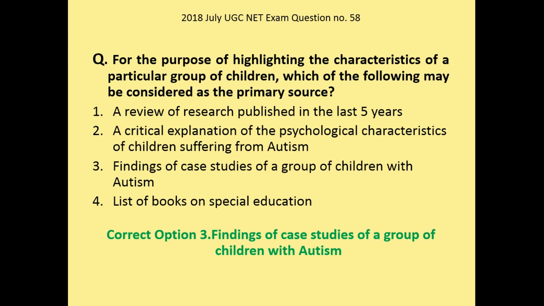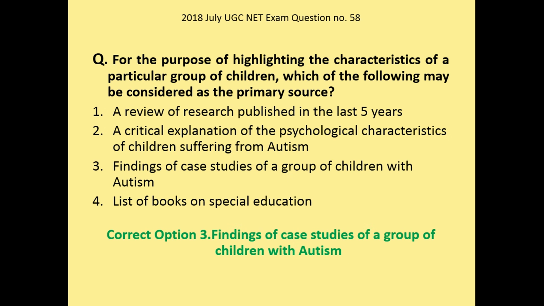The question is from primary source of data. The question came in July 2018. The question is, for the purpose of highlighting the characteristics of a particular group of children, which of the following may be considered as the primary source? Option 1, a review of research published in the last 5 years. Option 2, a critical explanation of the psychological characteristics of children suffering from autism. Option 3, findings of case studies of a group of children with autism. Option 4, list of books on special education. Option 1, review of research.